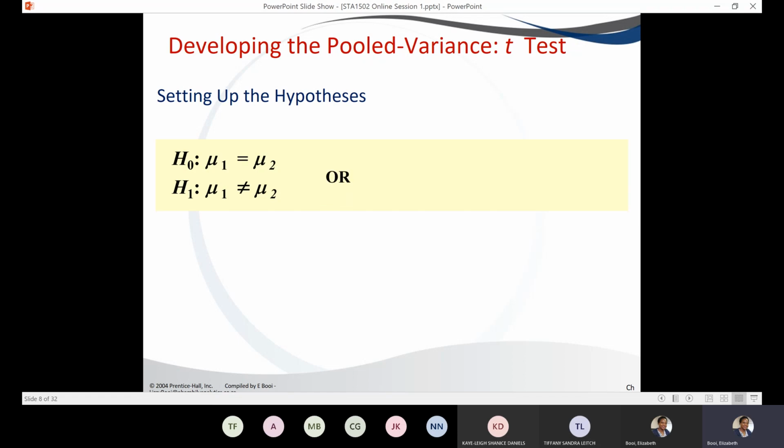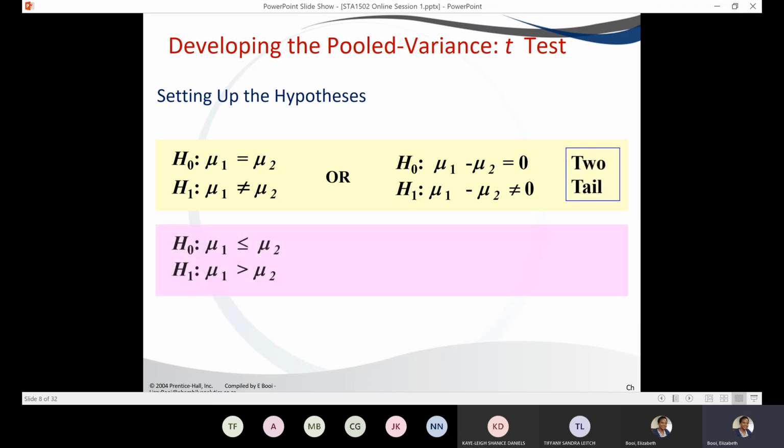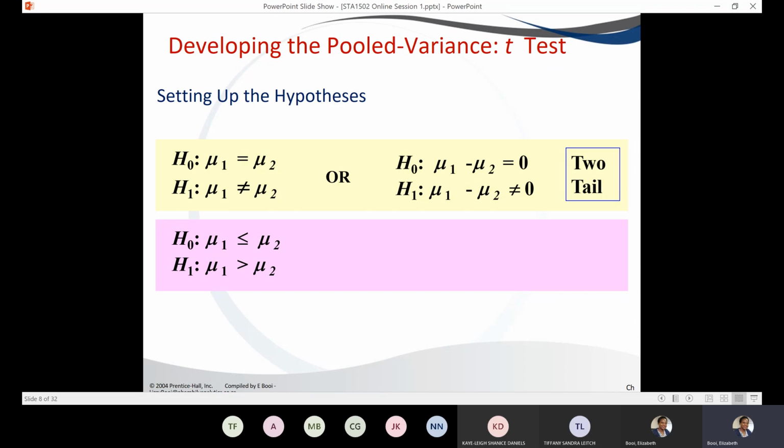The other type, you can do a one-tailed test. You can also rewrite it in another manner. So you can say mu1, which is the mean of population 1, is equal to the mean of population 2. Or you can say mean 1 minus mean 2 will be equal to 0. They mean the same thing. And this is your two-tailed test. Then we also have a one-tailed test.